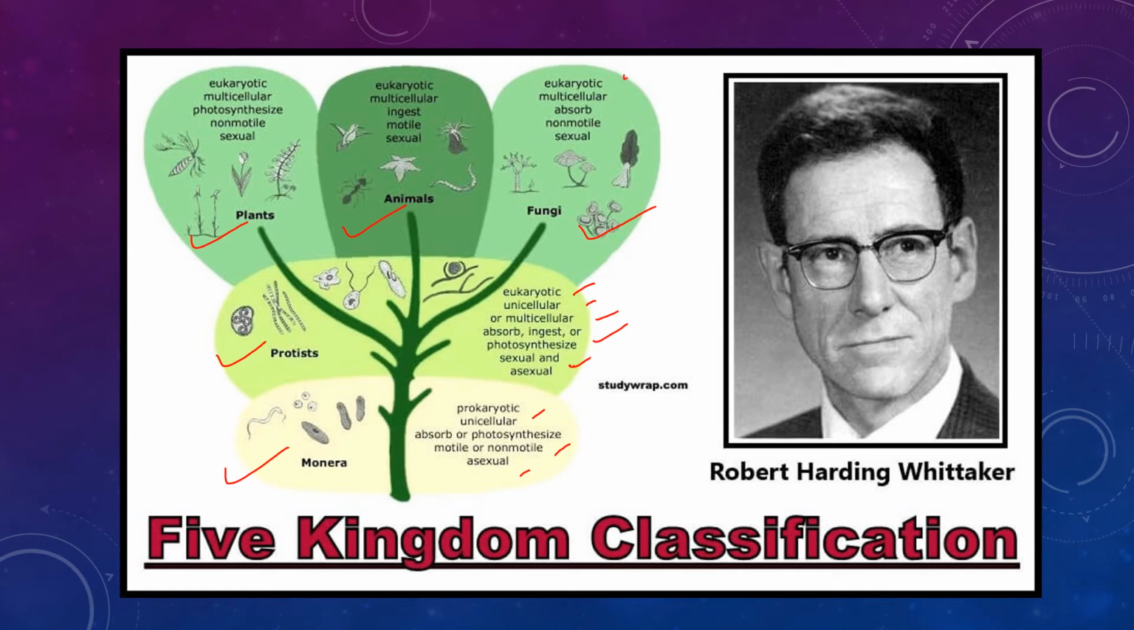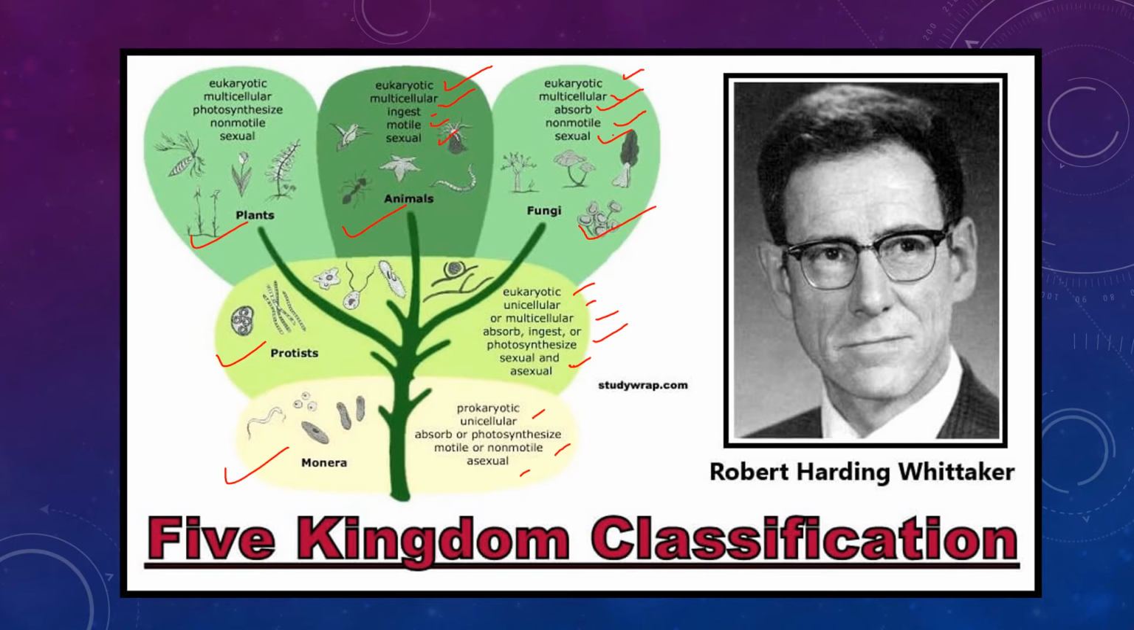Then you talk about fungi. They are eukaryotic, multicellular, their mode of nutrition is absorption, they are non-motile in nature, and their reproduction is sexual. When you talk about the kingdom Animalia, they are eukaryotic, multicellular, the mode of nutrition is ingestion, they are motile in nature, and the reproduction is sexual.